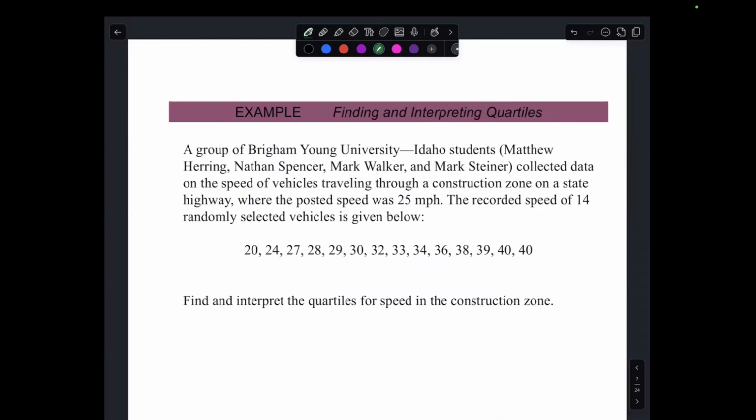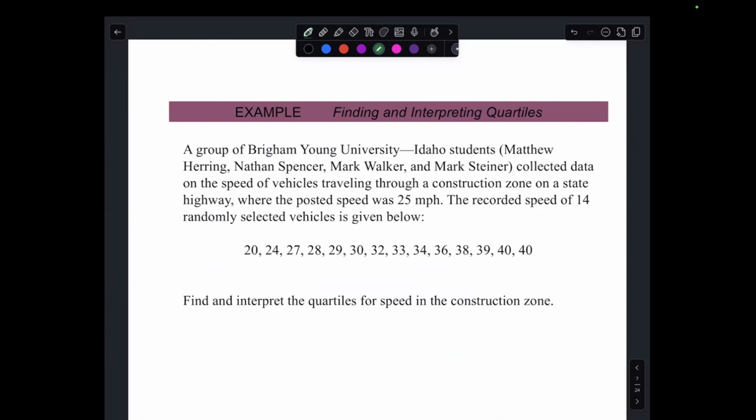Okay, here's my data set. I already arranged it from smallest to largest because I'm so bad at writing those. A group of Brigham Young University students collected data on the speed of vehicles traveling through a construction zone. There are 14 vehicles traveling through a construction zone, and these are their speeds right here. What we're going to do is find the quartiles. The word interpret makes it seem much more difficult than it is, but it is just not difficult.